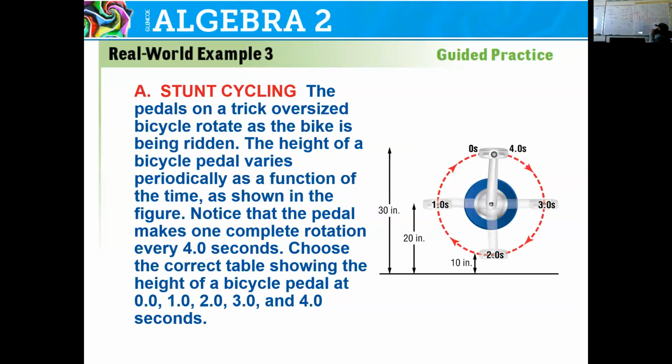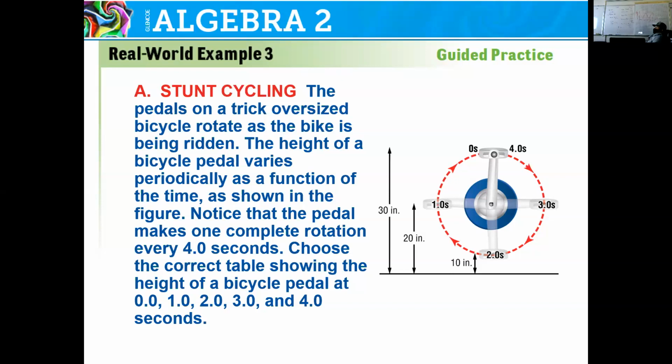Okay, so the pedals on a trick oversized bicycle rotate as the bike is being ridden. The height of the bicycle pedals varies periodically as shown as the function of time. Shown in the figure, notice that the pedal makes 1 complete rotation every 4 seconds. So this person is pedaling slower. Okay, and you can see that it's a little oversized because we're at 30 inches, 20 inches, and 10 inches. So choose the correct table showing the height at 0, 1 second, 2 seconds, 3 seconds, and 4 seconds.